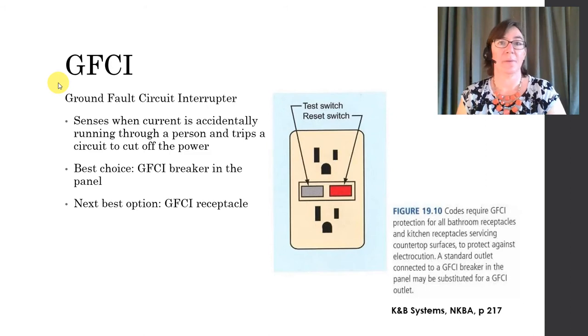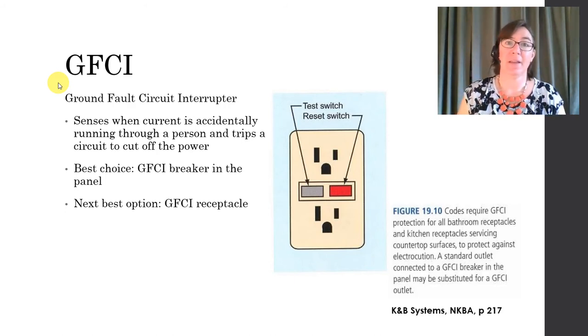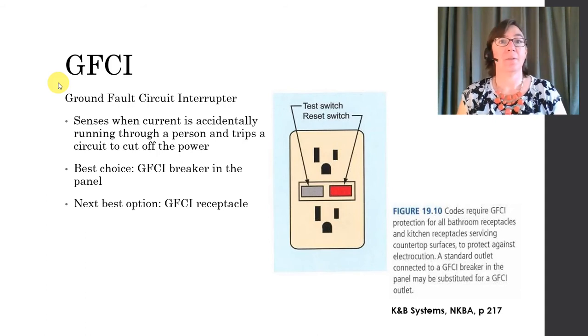So let's talk about those GFCI outlets, and sometimes they're called GFI, but GFCI is the newer term. It's ground fault circuit interrupter, all right? And it senses when a current is accidentally running through a person and trips a circuit, cuts off the power. So it's a safety device. There's two ways to do it. You can have a GFCI breaker in the panel for that circuit, or you can have a GFCI receptacle.